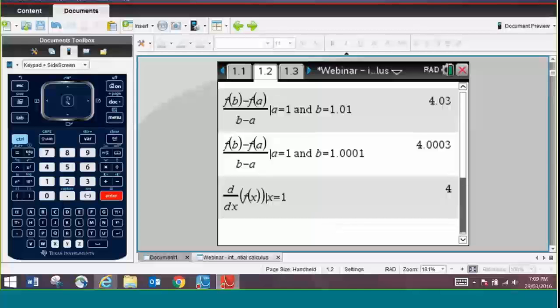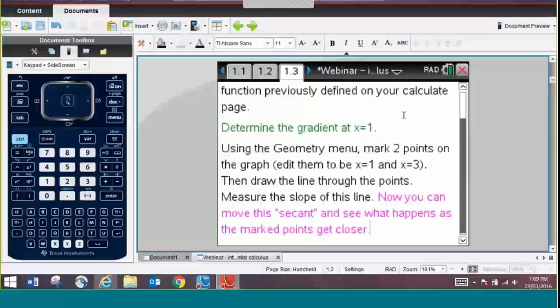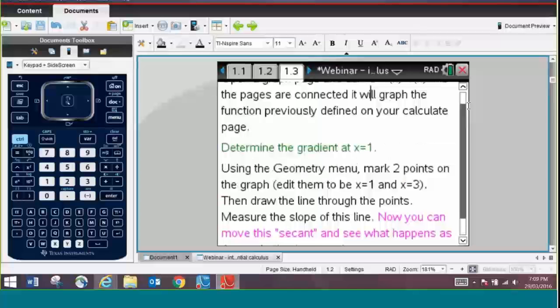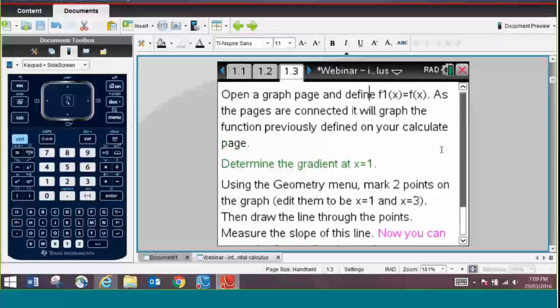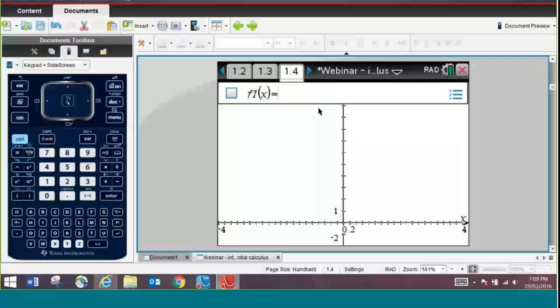So if we then open up a graph page, we can use that same defined function, because anything that is in the problem number 1 series will always be connected, and this is the great thing about the Nspire calculators, is how the pages are connected from one to the other. So I'm going to now go into a graph page and use that same function and show you how you can determine the gradient, and then we're going to look at how we can create that whole secant.